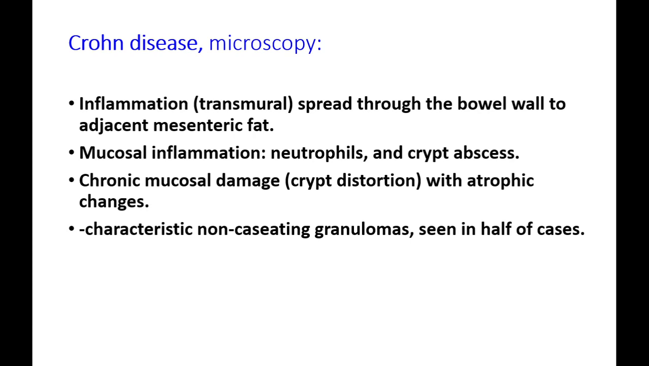Microscopically, inflammation is transmural again. There is mucosal inflammation, and neutrophils always indicate activity, and the crypt abscess. The crypt abscess means presence of neutrophils and necrotic debris within the crypt of Lieberkühn, or within the lumen of the gland, the colonic glands. Crypt distortion and atrophic changes. Also, there is characteristic non-caseating granuloma seen in half of the cases.